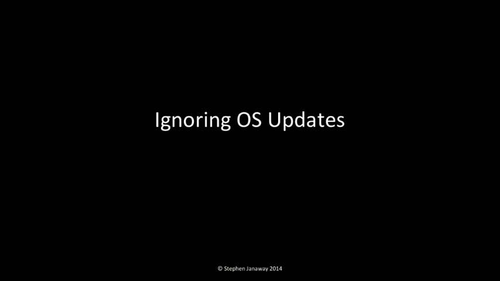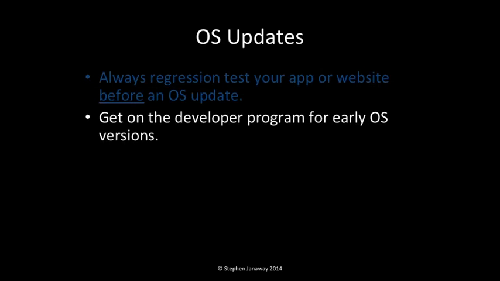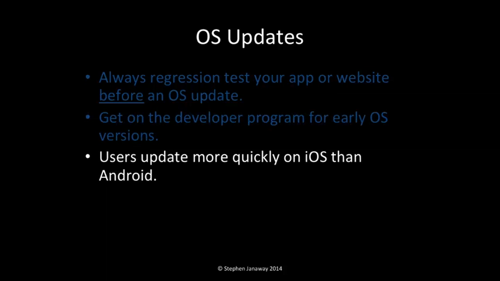Another gotcha is ignoring operating system updates. So operating systems get updated and quite frequently they introduce APIs that are not backwards compatible, and therefore you need to regression test apps or websites before OS updates go live. So get on the developer program and get early versions of the OSs before they're released and do a bit of regression testing around that, because it gives you the opportunity to adapt an application prior to that operating system version going live. Because users update quite quickly, particularly on iOS. When a new version comes out, they update extremely quickly and you could suddenly find an application doesn't work anymore.